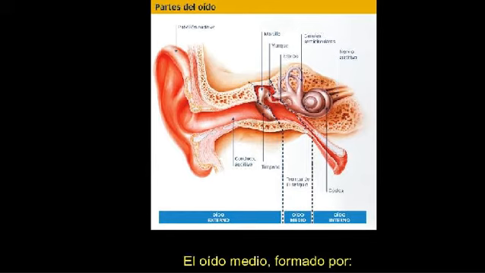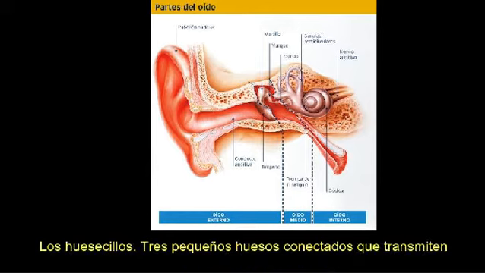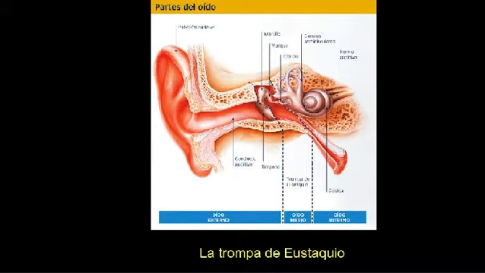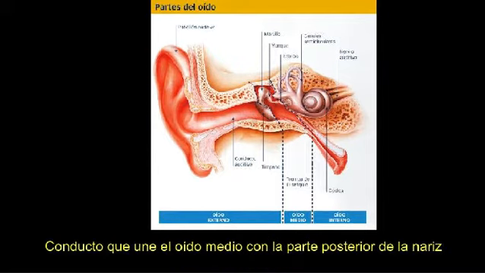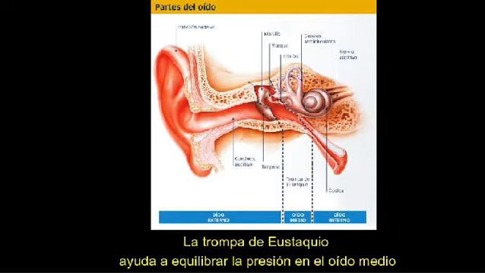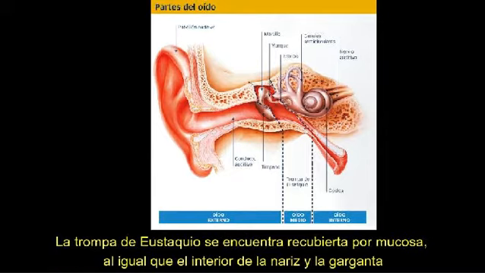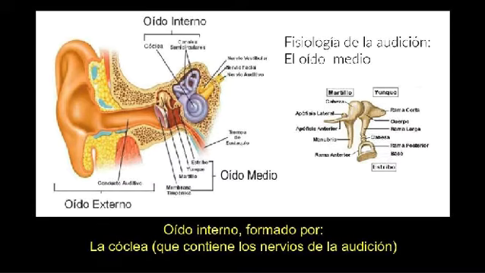The middle ear consists of the ossicles, the small connecting bones that transmit sound waves to the inner ear. The bones are called the hammer, anvil, and stirrup. The eustachian tube joins the middle ear with the back of the nose. The eustachian tube helps balance the pressure in the middle ear. A balanced pressure is needed to obtain an accurate transfer of the sound waves. The eustachian tube is covered with mucosa, as is the inside of the nose and throat.